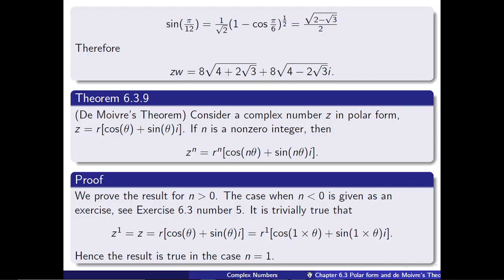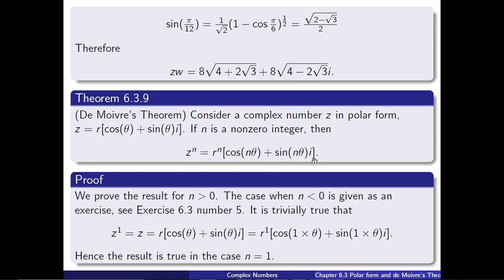We're going to continue with section 6.3 and talk about de Moivre's theorem. So consider a complex number z in polar form, which will be written as z = r(cos θ + i sin θ). If n is any non-zero integer, then z^n = r^n (cos nθ + i sin nθ).